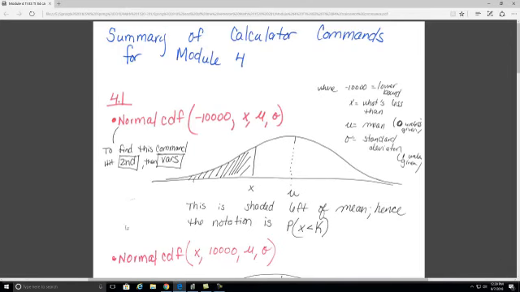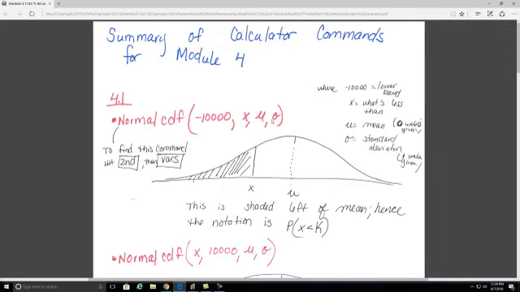Here's an example of a normal bell curve. Notice how it's symmetric, but the mean is also in the middle. However, if it's a given value saying that it is less than, notice how it's shaded to the left. Because it's infinite going to the left, our lower bound would be negative 10,000. X would be whatever it's less than, where your mean and your standard deviation are often given to you.